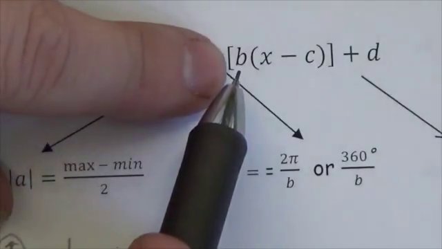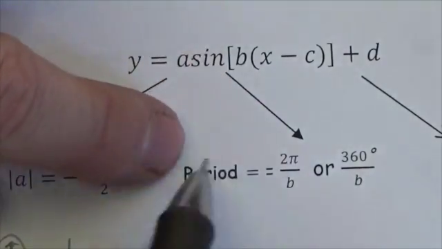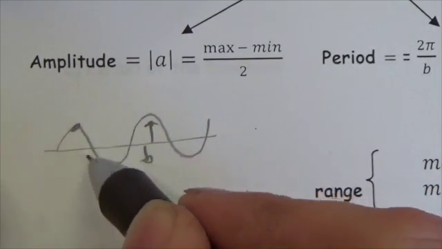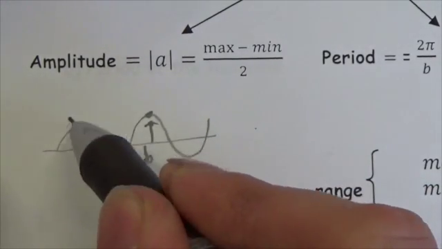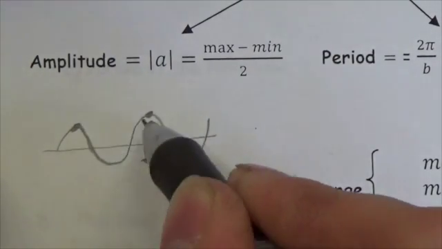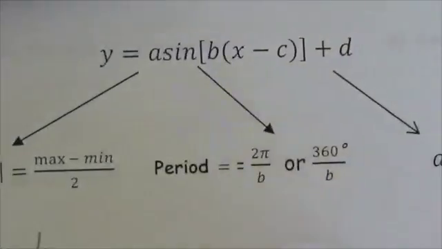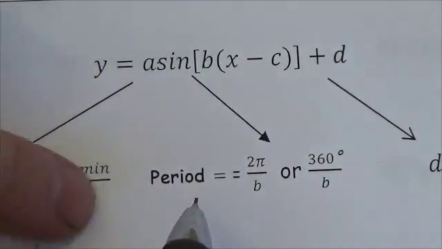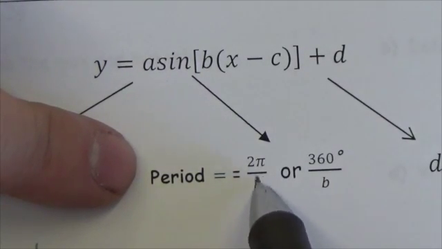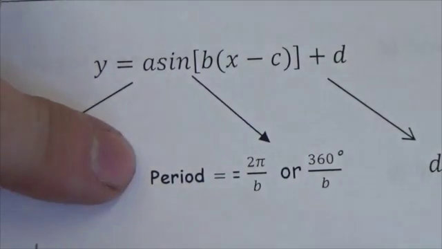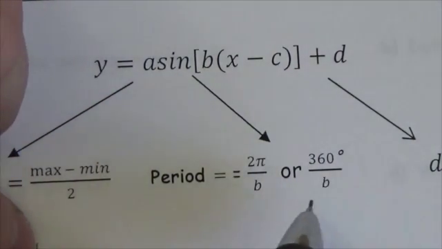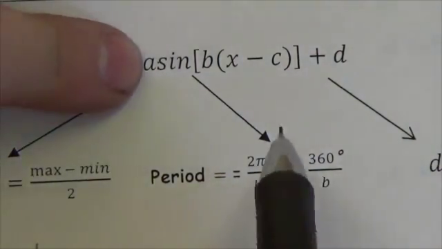Now, the b value here is related to our period. Remember the period is the amount of horizontal space it takes to get through a full part of the curvature that gets repeated. The period is related to the b value, but it's not the same thing. It's going to be either 2 pi divided by b, that'll be that length there, if we're talking about radians, or 360 divided by b if we're in degrees.